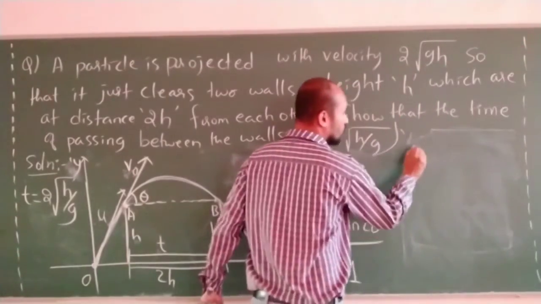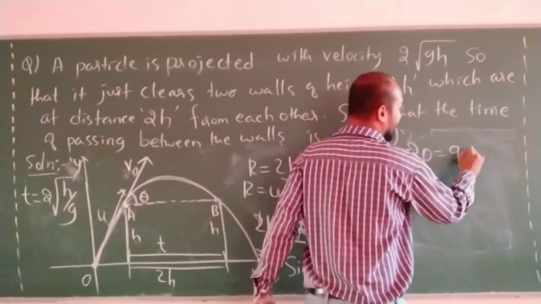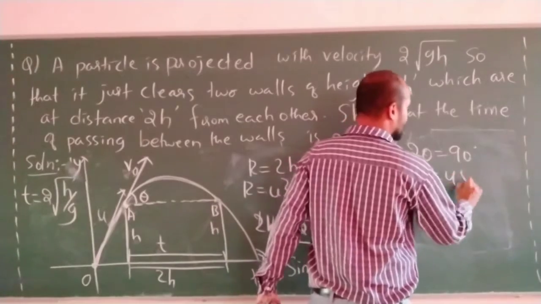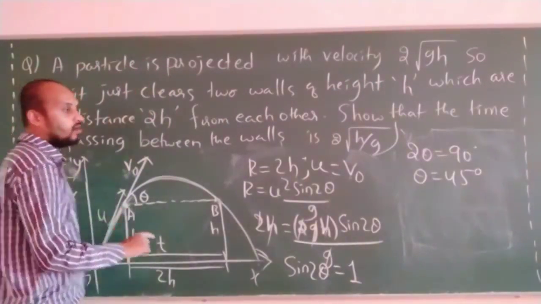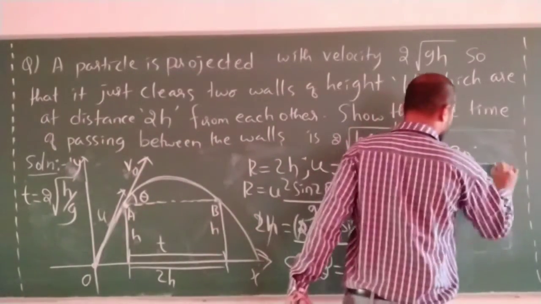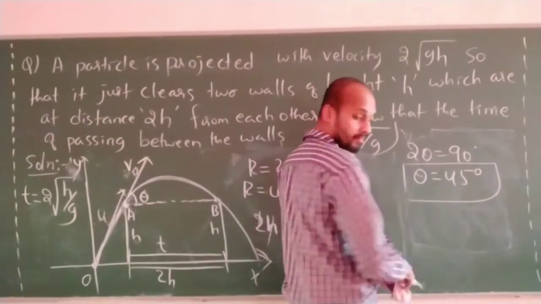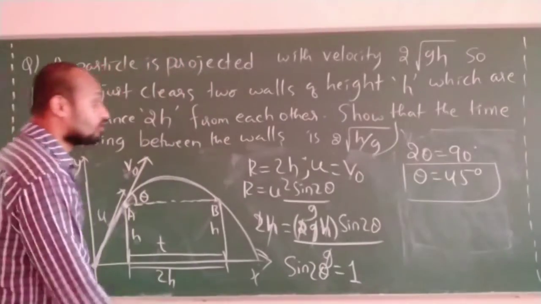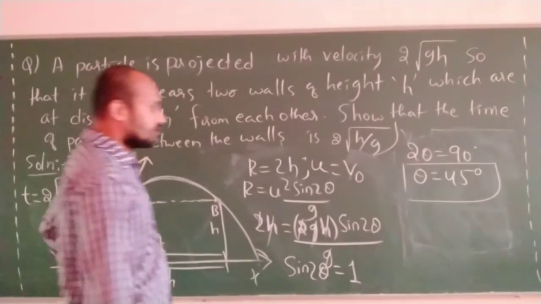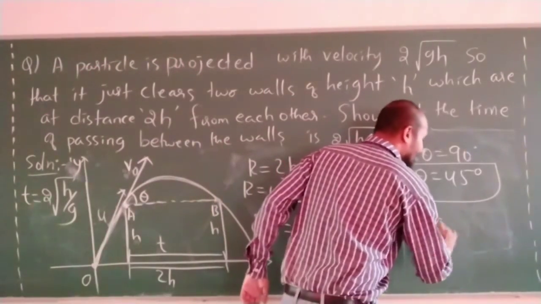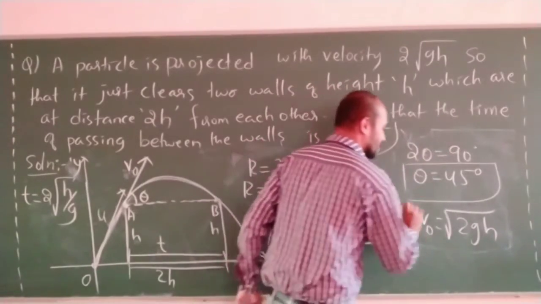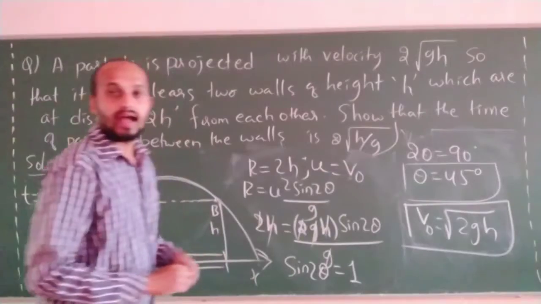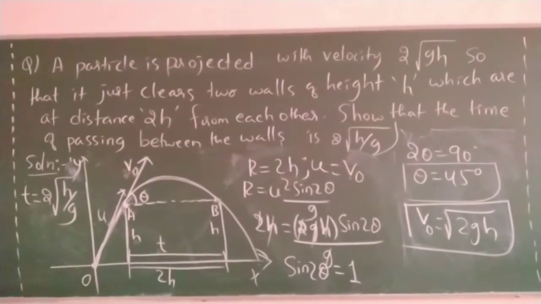Here 2 theta is equal to 90 degree. Theta is equal to 45 degree. So I got this theta angle, how much? 45. Correct? What is our target? To find the time of flight. So I know initial velocity is root 2gh and I know theta is equal to 45 degree.